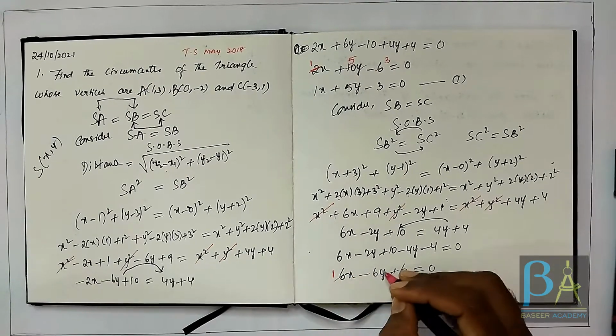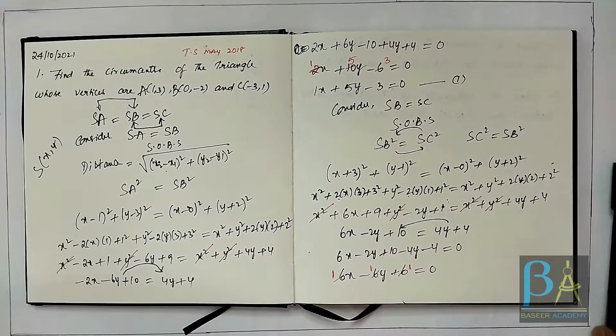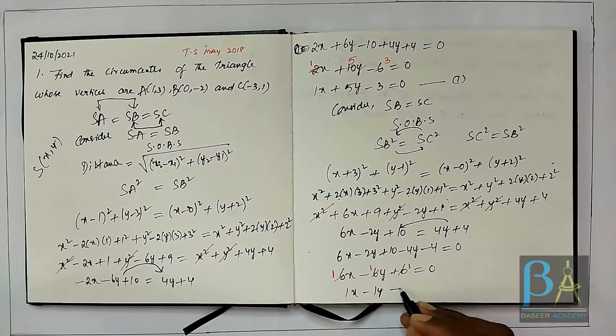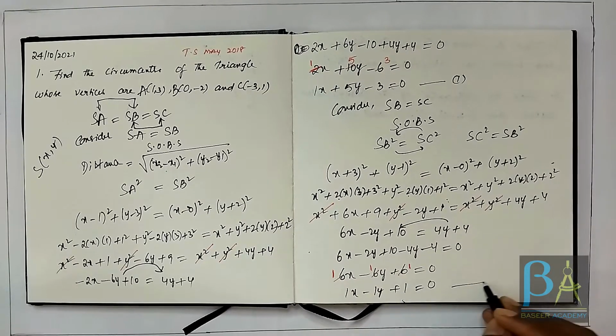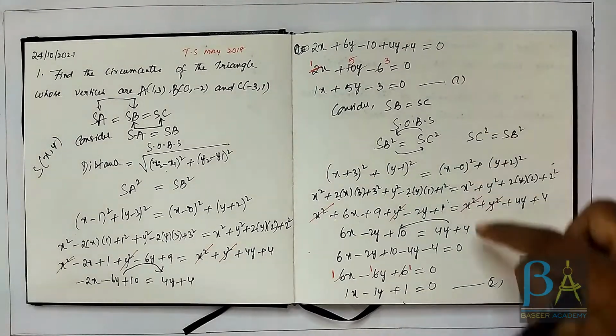6 into 1 is 6, 6 into 1 is 6, 6 into 1 is 6. So what are you left with now? You are left with 1x minus 1y plus 1 is equal to 0. That's your second equation. So we got the two equations here.